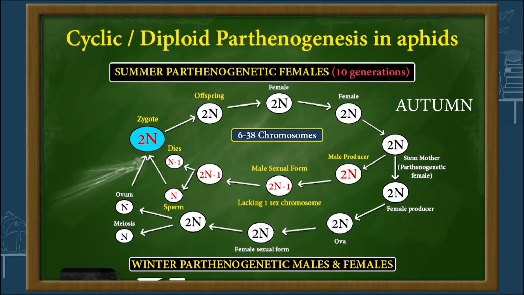So thereby each of the gametes will have n number of chromosomes, that is a functional ovum. Now the male producer will form 2n minus 1 set of chromosomes. That means they become the male sexual form. That means it will lack one of the sex chromosomes.